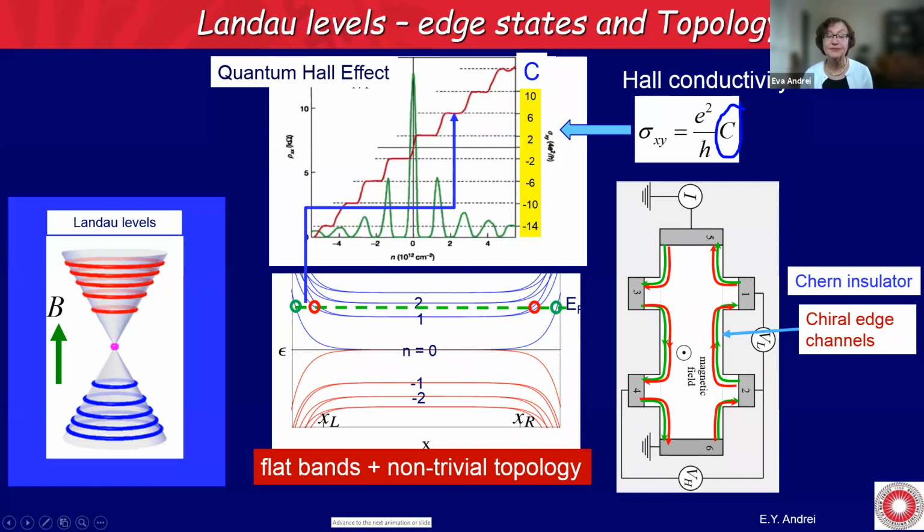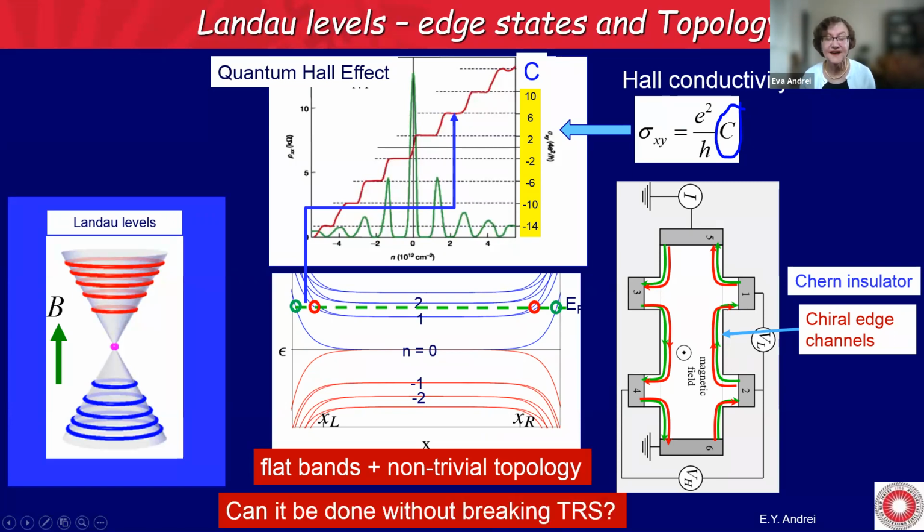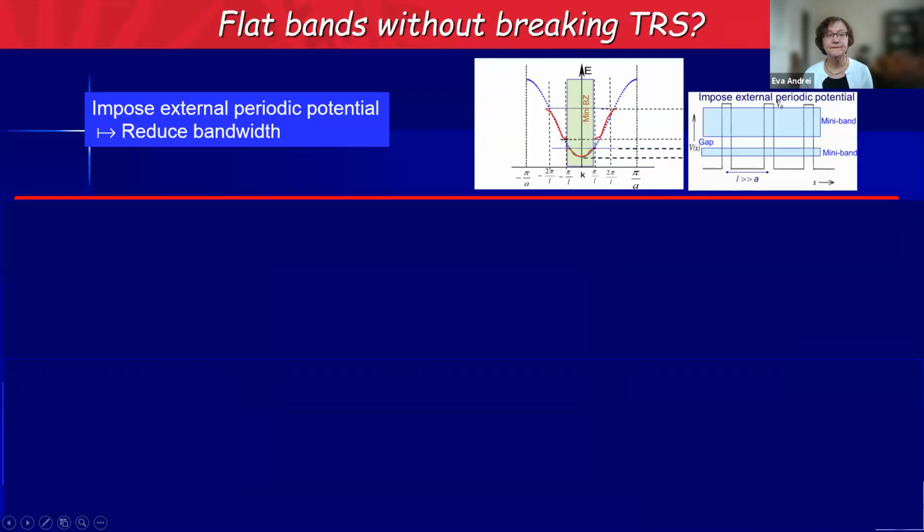But there is a problem here, because these flat bands require having a magnetic field. And as far as we know, magnetic field and superconductivity are, in most cases, not compatible. So the question is, can we do this? Can we achieve flat bands with a non-trivial topology without breaking time reversal symmetry, without an external magnetic field?